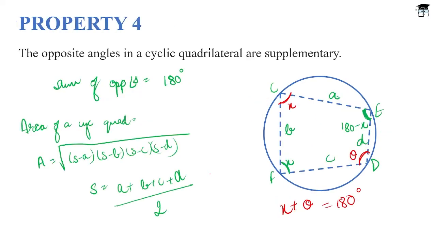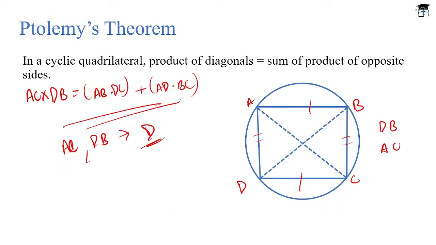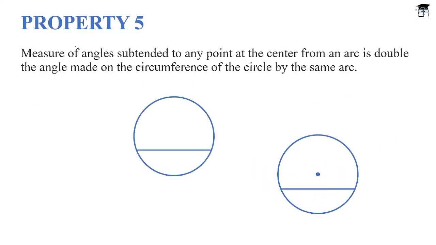And now we know about the cyclic quadrilateral also, that in a cyclic quadrilateral the opposite angles are supplementary, and also about Ptolemy's theorem. So what is the fifth property? The fifth property says that the measure of the angle subtended at the center by an arc is double the angle made on the circumference of the circle by the same arc. Now we just talked about the angles in the major segment. If I make an angle here, another angle here, and if this angle is theta, this would also be theta.